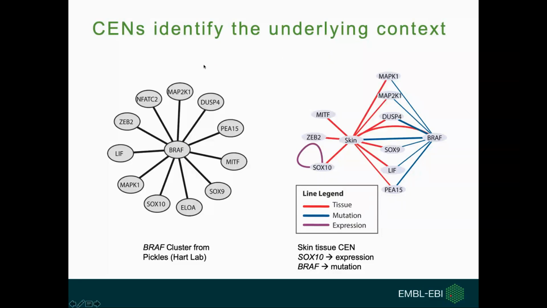But when we run the CEN analysis for the same genes, we see that, for example, for SOX9, MITF, and ZEB2, there's no direct link with BRAF. While BRAF is mutated, BRAF is essential in skin, but because in skin cells SOX10 is always expressed, SOX10 is essential for skin cells. Because of that, SOX10 is not related with BRAF mutation. SOX10 is always essential for the skin cells. So we can differentiate this kind of relationship between the essentialities, and we can show them with the CEN.